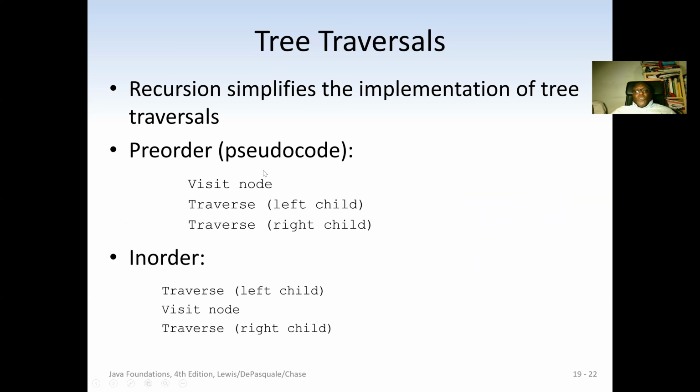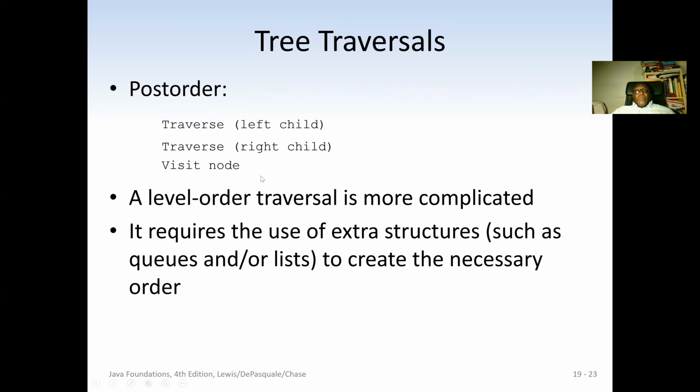So this is the pseudocode. Pre-order means visit the node first, which is the root, then use the recursive function. We call the method traverse through the left first, then through the right. In order means traverse the left, then visit the node, which is the root, then traverse through the right. Then post order means traverse through the left first, then the right, then visit the node.